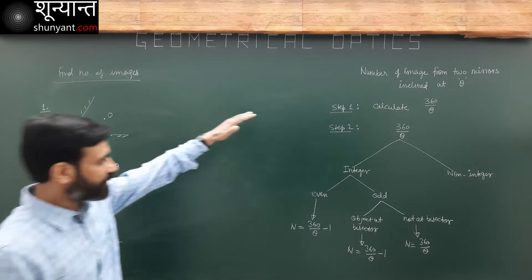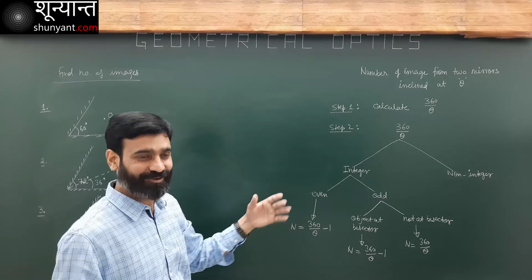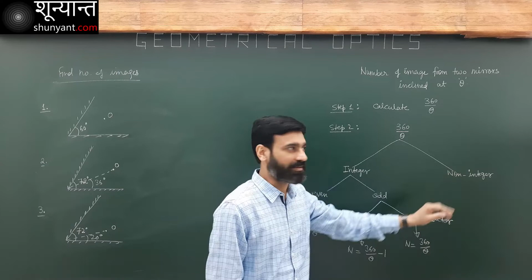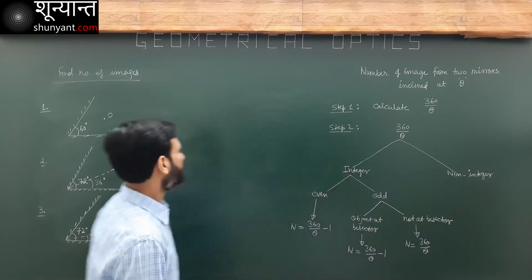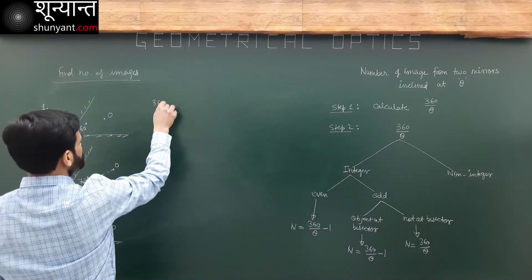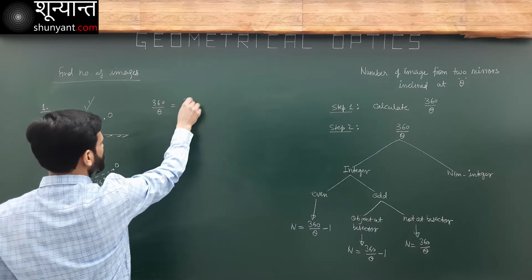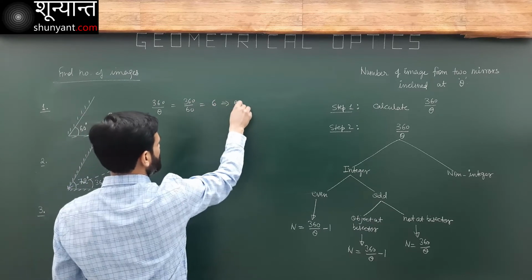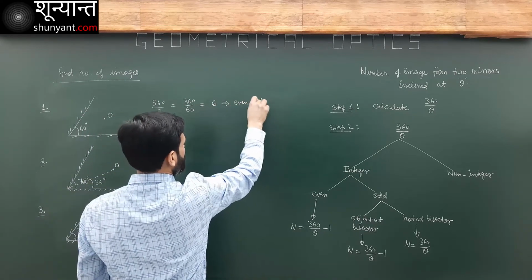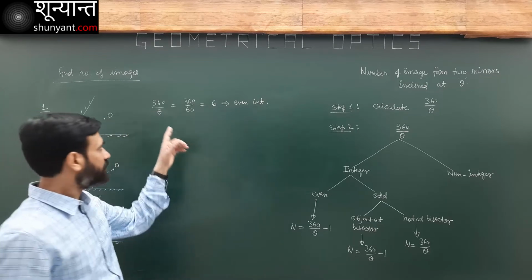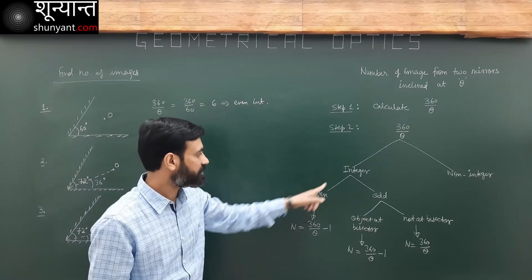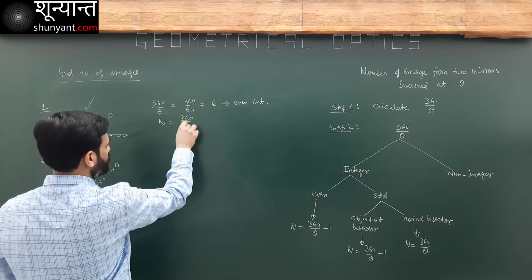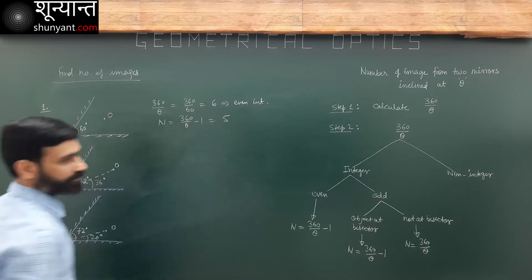So let's apply this algorithm. Non-integer we will see later; discussing integers only. What is 360 over theta? It is 360 over 60, which is equal to 6. Now this is an even integer, so it comes into this category. Integer, even. So the number of images is 360 over theta minus 1, which is 5.